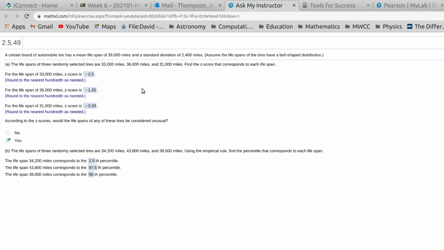So the lifespan of randomly selected tires are these, and we found the Z scores. But then it asks for the percentiles using these three values. And what we want to do is look at the empirical rules. So I'm going to bring this information over to my blackboard here, and we're going to look at what we can get out of this.